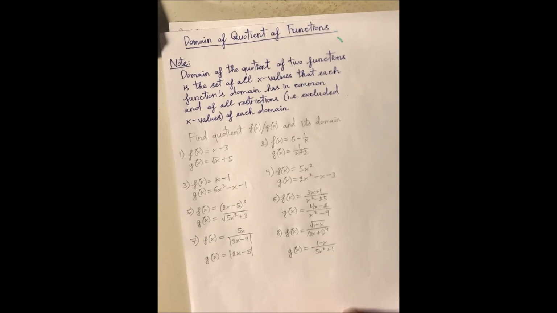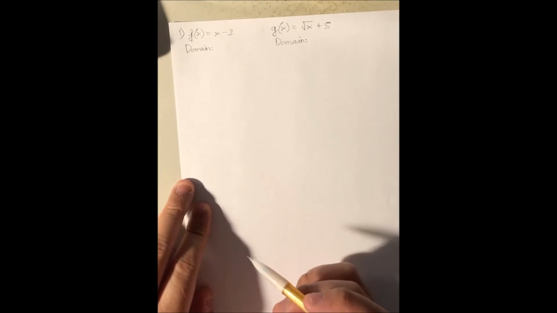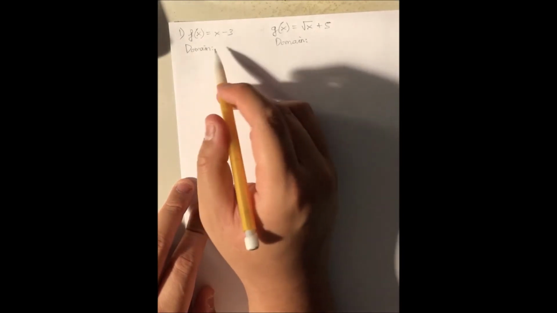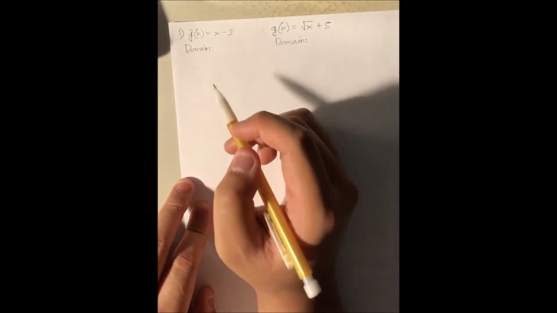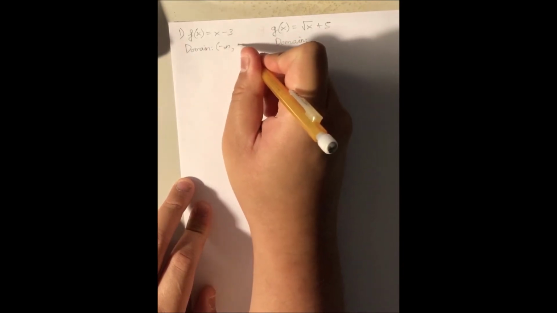So in example 1, we have f of x equal x minus 3 and g of x equal to square root of x plus 5. In the function f, we know right away that since we don't have any denominator, the domain is going to be all real numbers from negative infinity to positive infinity.